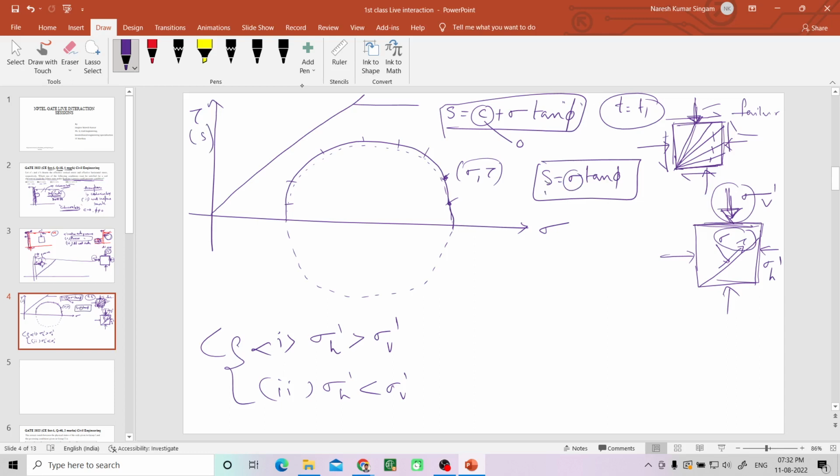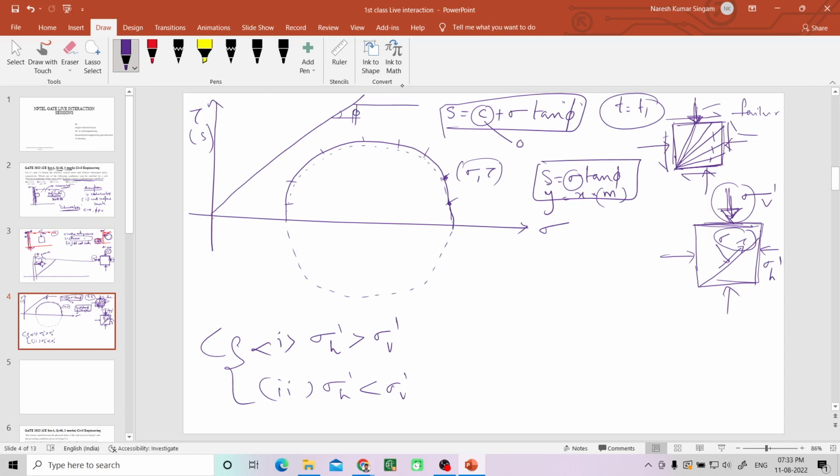Now y equal to x into m. So this is a straight line which is passing through the origin. If C is there, it would have had some intercept. As the C is 0 here, it doesn't have any intercept. Now what is the angle of inclination for this? This is phi. Now this is failure envelope, this is Mohr circle.